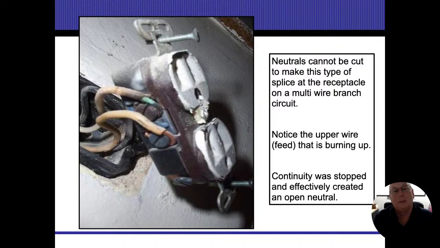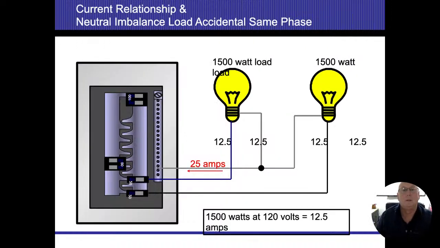What we don't want to have somebody do is unscrew the wire, and then all of a sudden it ends up creating a problem. Notice the upper wire, the feed, is burning up. It's starting to overheat. Continuity was stopped, and that ended up creating an open circuit on there. And once we open that up, now we're creating 240 volt circuits where they're only intended to be 120 volts, and that's when you're going to start getting things overheating. All right.